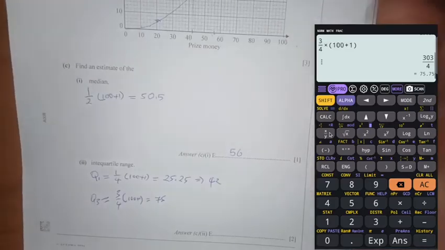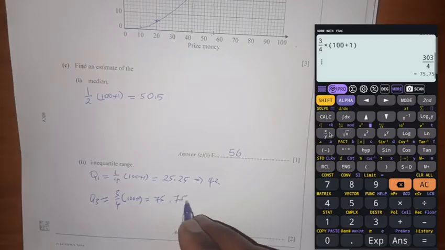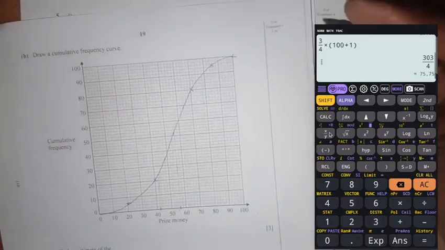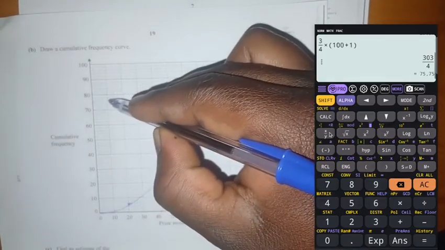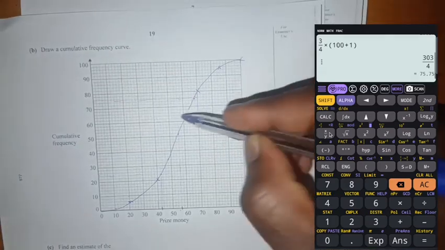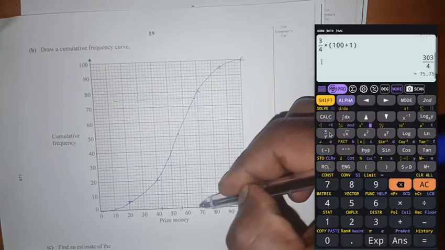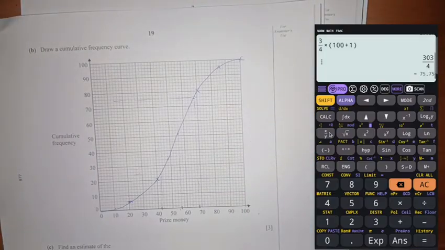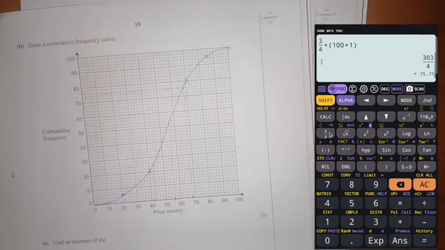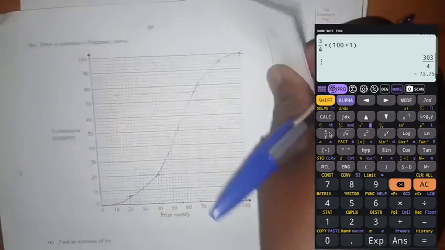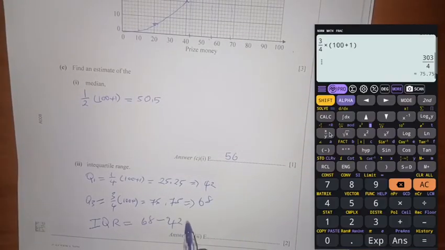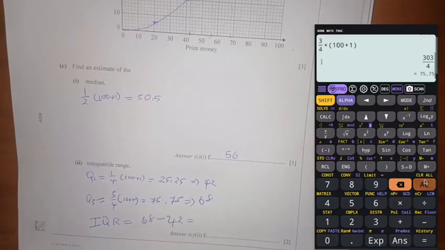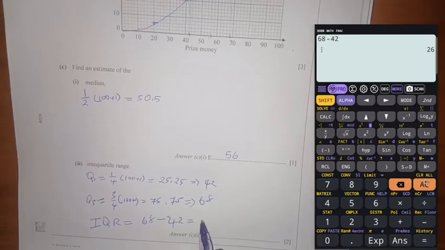This is 75.75. Now let's go and trace. It's just slightly above here. Let's trace, so this one is going to come down to 68. So the interquartile range is equal to Q3 minus Q1. So 68 minus 42 is 26.